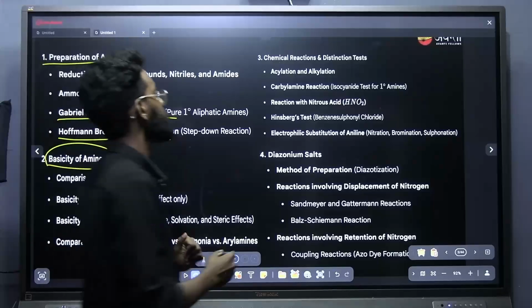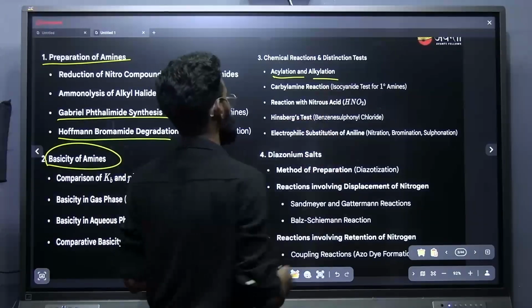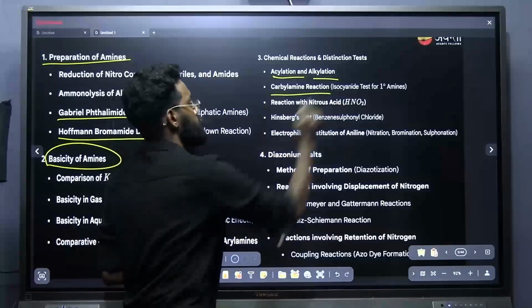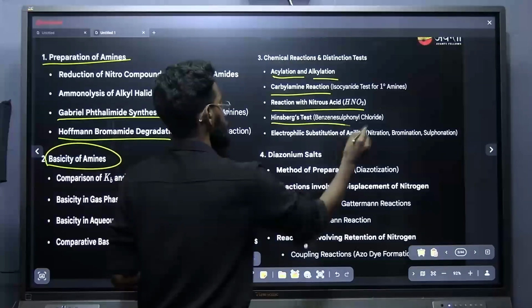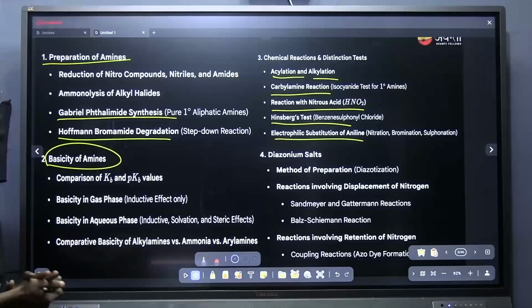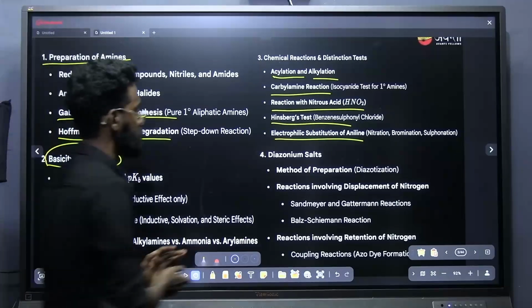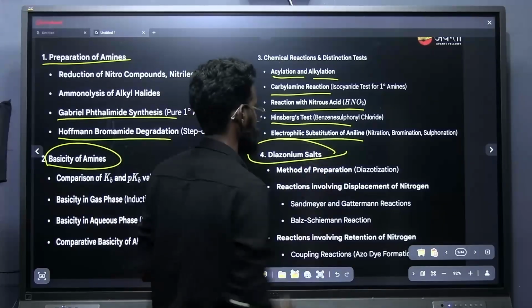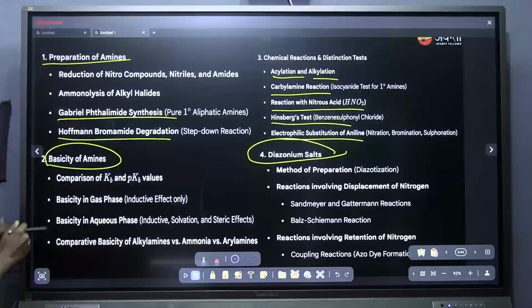Then the chemical reactions and distinction tests, that is acylation and alkylation. Then carbylamine test, then the reaction with nitrous acid, then Hinsberg test, then electrophilic aromatic substitution. All these are other important chemical reactions and distinction tests for amines. The last and very important one is diazonium salt and the reactions of diazonium salts. These are the important topics we will be discussing in today's class.